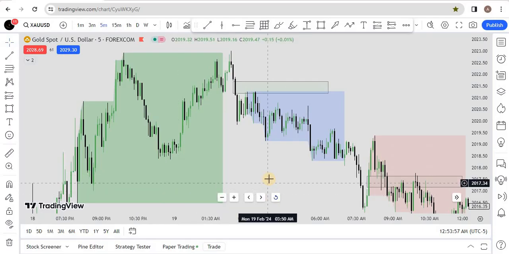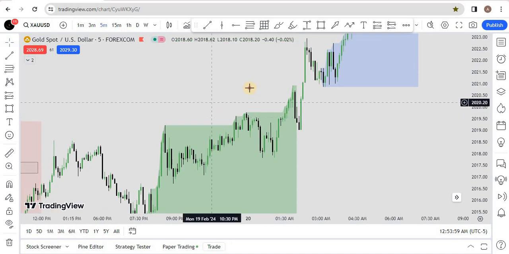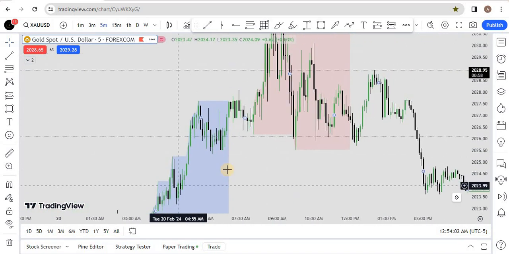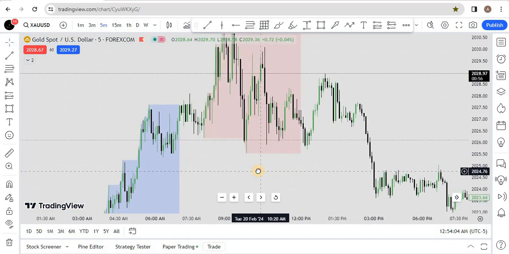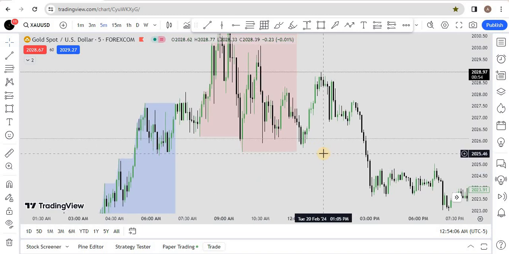So in today's video you learned what a fair value gap is and what an inversion fair value gap is. You will learn more in coming videos.